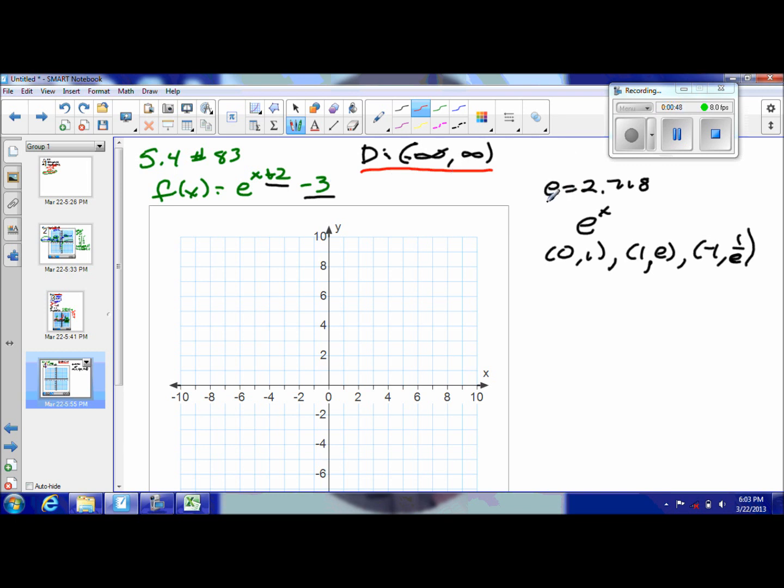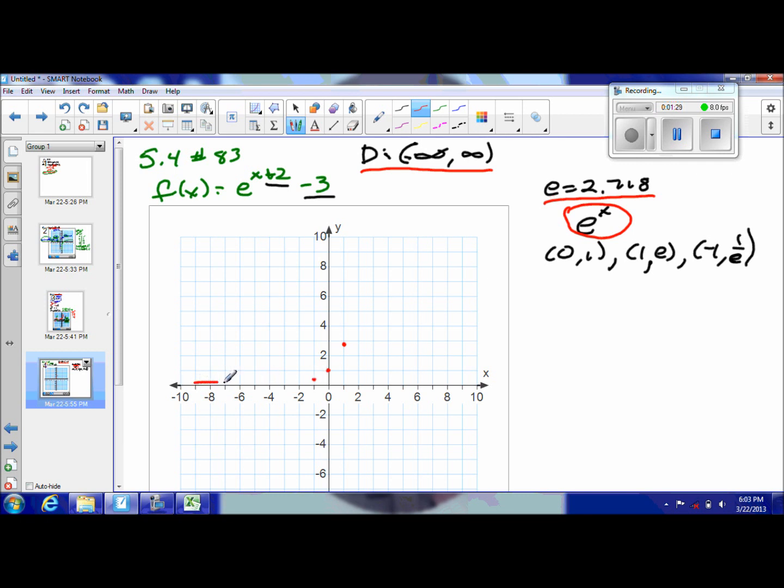And e, as we know, is approximately 2.718. I'm going to graph it kind of close to 3. I'm going to start with my parent function, which would be e to the x. If it's an exponential function, I'm going to have 0, 1, 1, e, and negative 1, 1 over e. Those are going to be the points that guide me, and I know that my x-axis is going to be my horizontal asymptote. So I have the point 0, 1, 1, e, which will graph right about there close to 3, and negative 1, about a third.